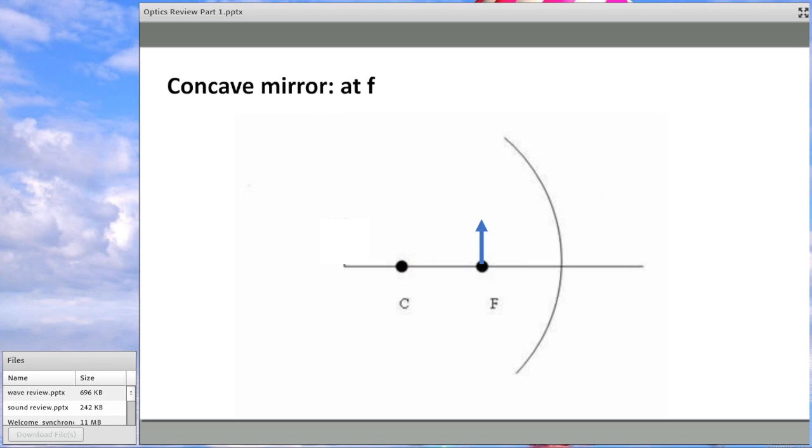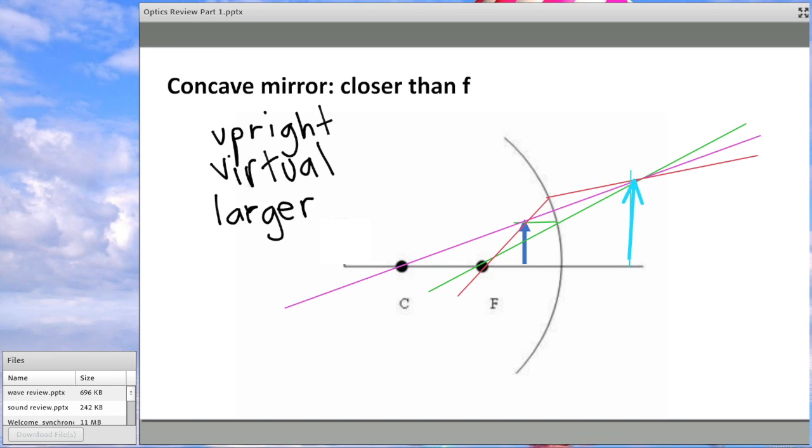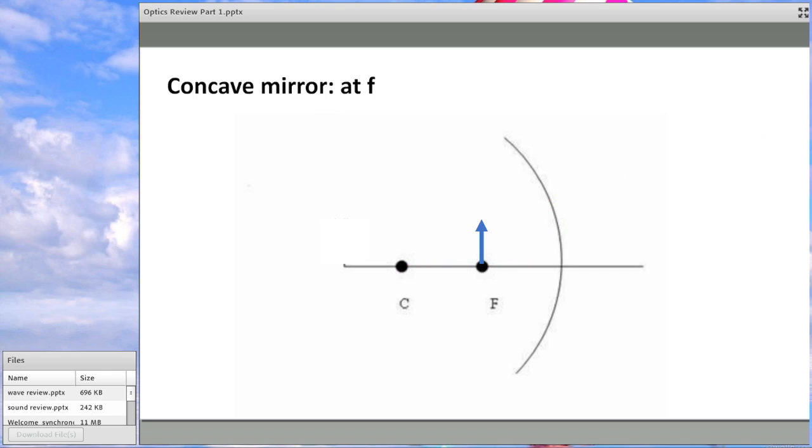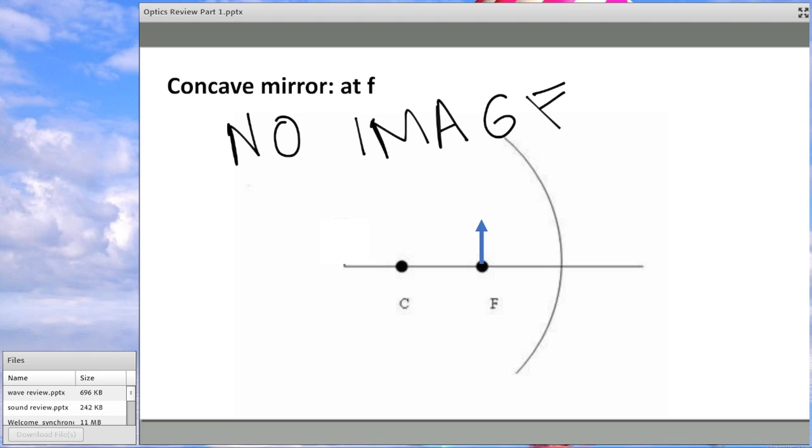Okay. Now let's do at F. So at F, do you see how here we had to make our drawings go through F like that and touch our object? Well, we can't do that here because our object is on F. So at F, you're going to get no image. It just doesn't work. Okay, so there's nothing you can do there.